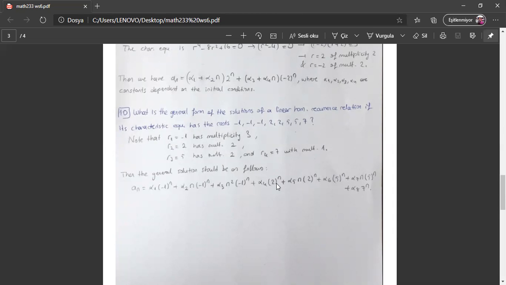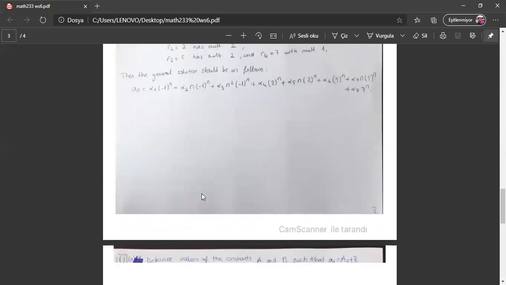So for 2, we write 2 times, and for the second one, we multiply by n. And for 5, again, we write it 2 times, and the second one, we multiply it by n. And the last one is unique. It's of multiplicity 1, so we have this.